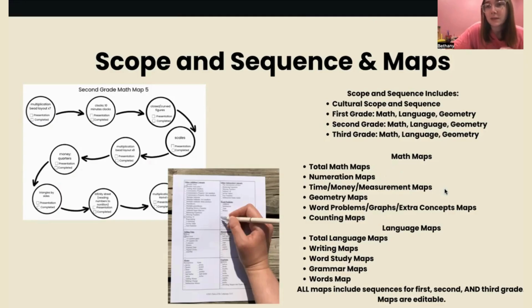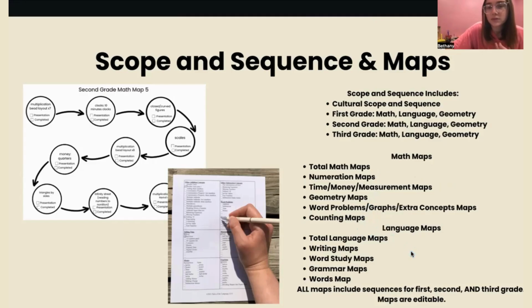And then the counting map is for those students that still need to learn like 0 to 100, those types of things, or a little bit further than that, like into the thousands place, like the golden beads and stuff, which are also still on the numeration maps for the first grade. But that's a good one for kindergarteners almost, or if they need it in first grade as well, or any grade.